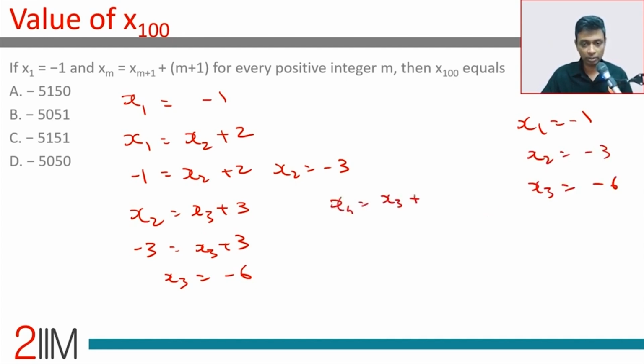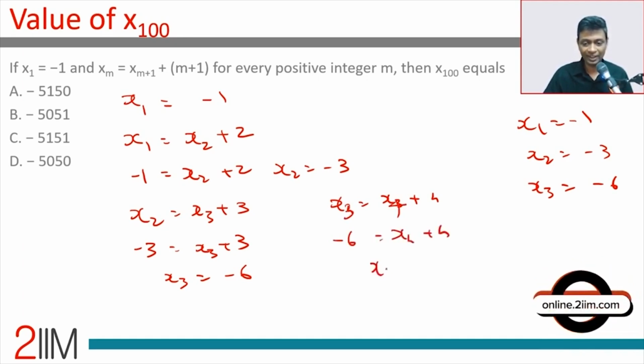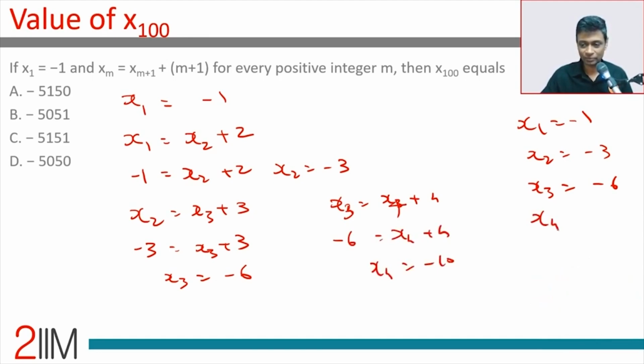x4 is x3 plus 4. Sorry, x3 is x4 plus 4. Minus 6 equals x4 plus 4. x4 is minus 10. Beautiful pattern emerges. You take the minus out.